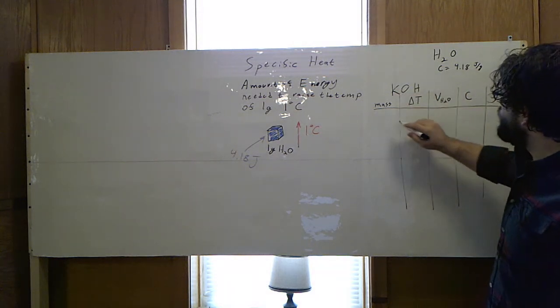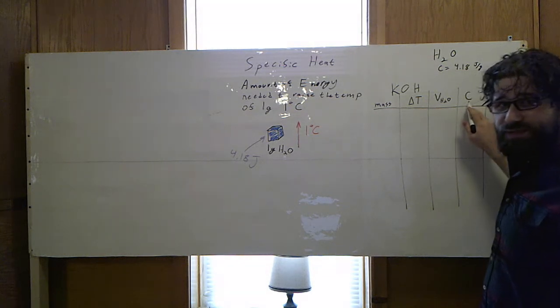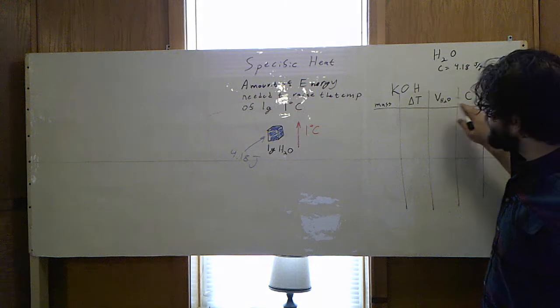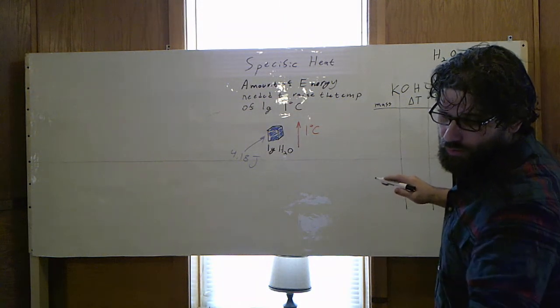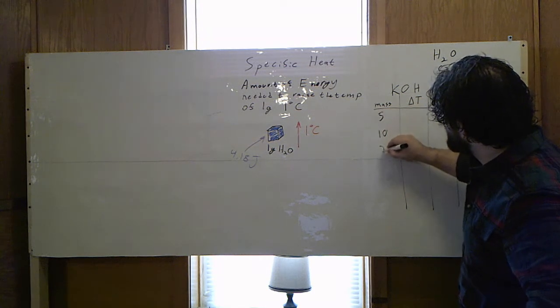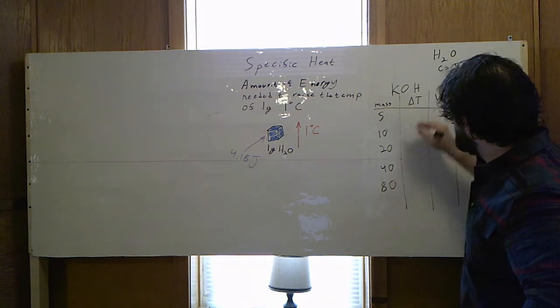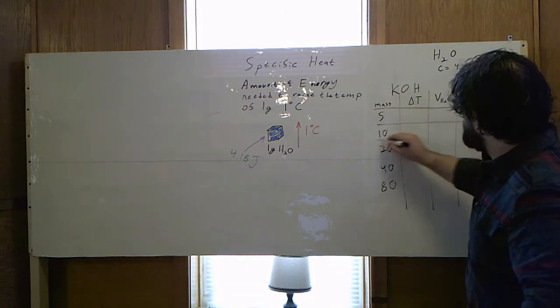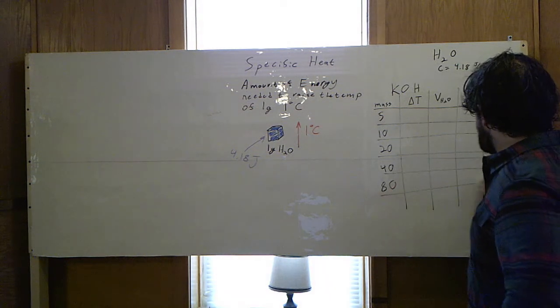The volume of the water stayed the same in each case. The specific heat of water is going to be the same in each case. Okay? So all we need to do is fill in our masses. So this is going to be for KOH, that's 5 grams, 10 grams, 20, 40, and 80. Let's make a little line over. It's easy to look at.